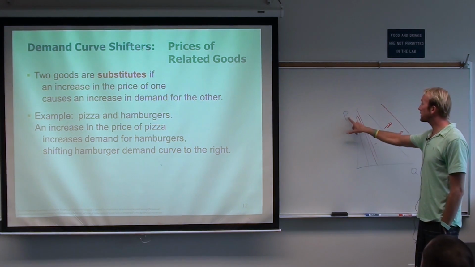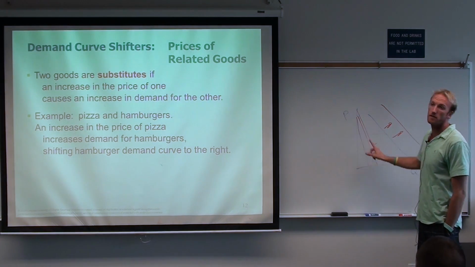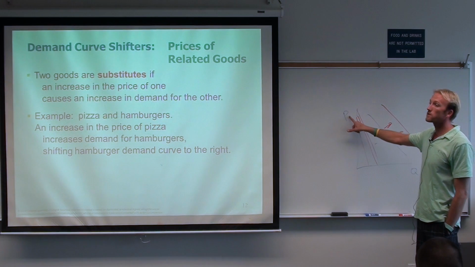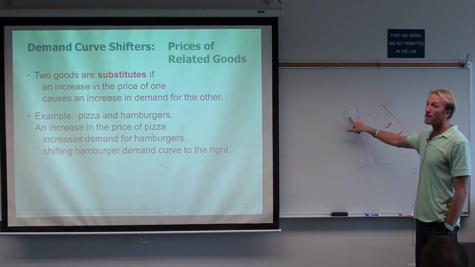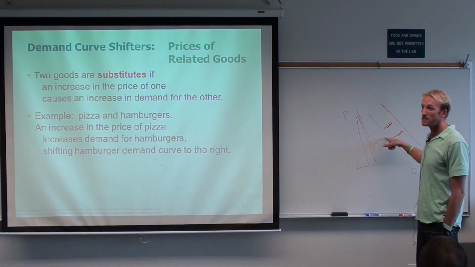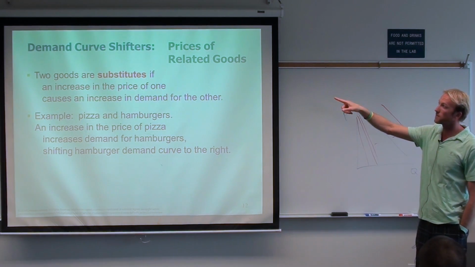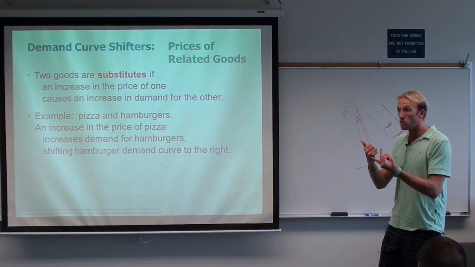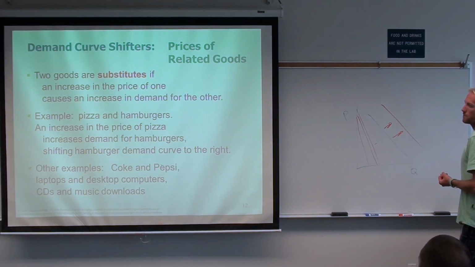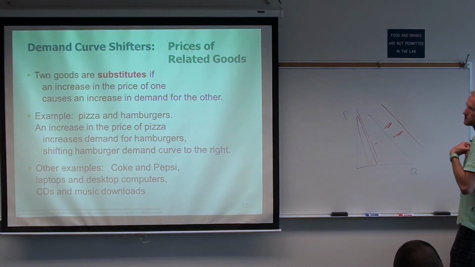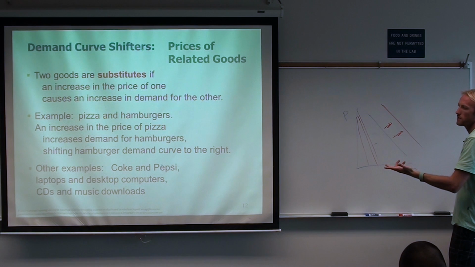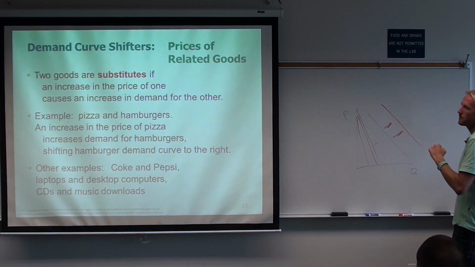The only thing this P and this quantity refer to is whatever good that I'm buying and selling. The lattes, for example. Right? This price refers to the price of the latte. If the price of something else changes and it changes my demand, okay, it's either going to be a substitute or this other kind of good called a complement. There's some other examples of substitutes before we go to complements. Coke and Pepsi, laptops and desktop computers, CDs and MP3s.